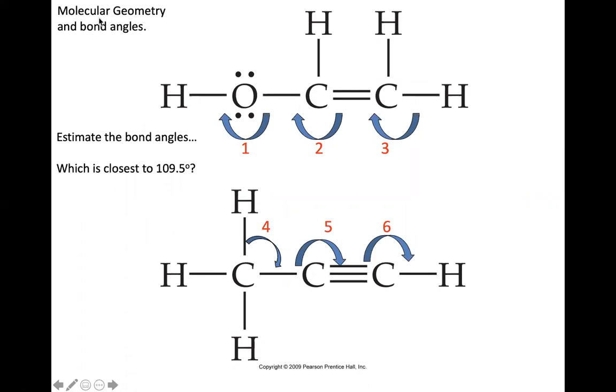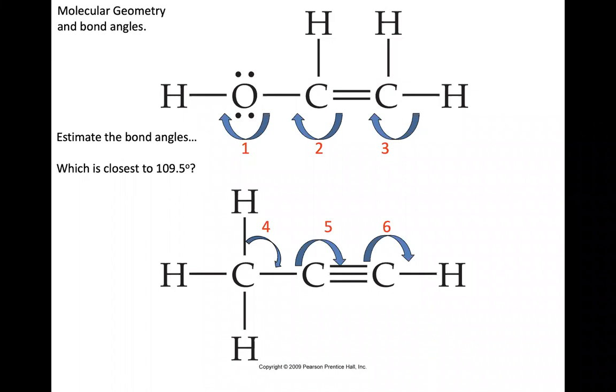The task at hand is, can we estimate what these different bond angles are and which one would be closest to 109.5? A key question people had was, do we need to know a specific value? We do not need to know a specific value. I don't know a specific value. I can tell you how they compare with an ideal value. We just want approximate numbers, okay? We want to come up with a good general idea.